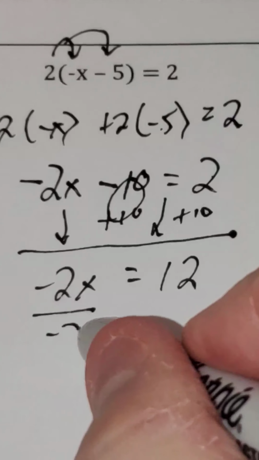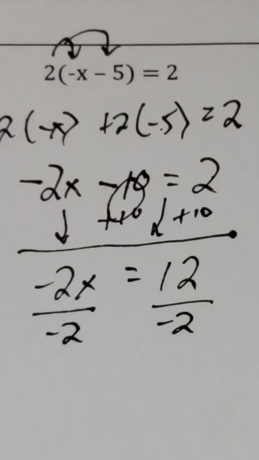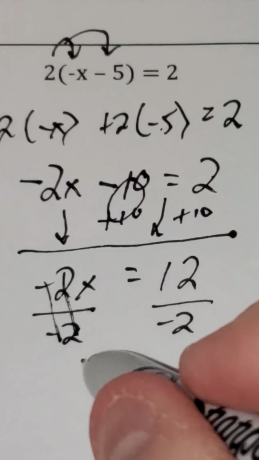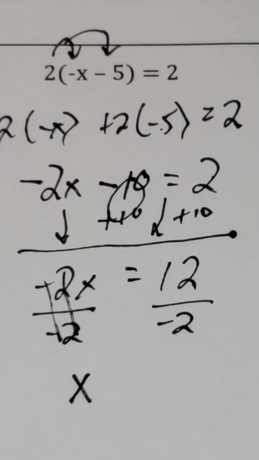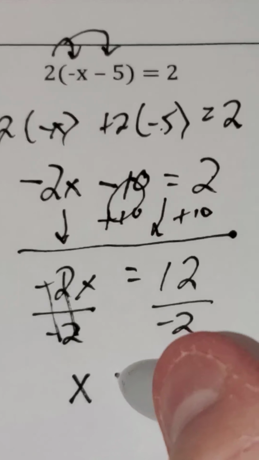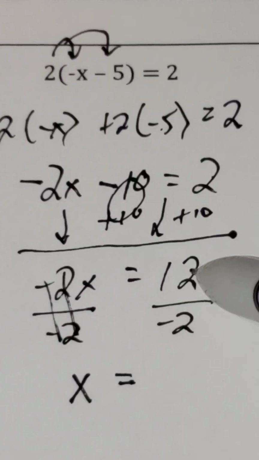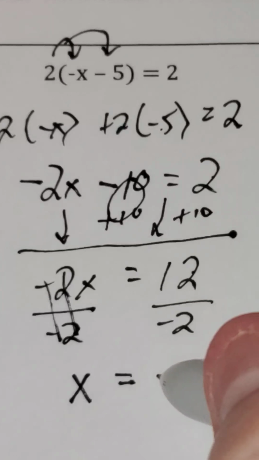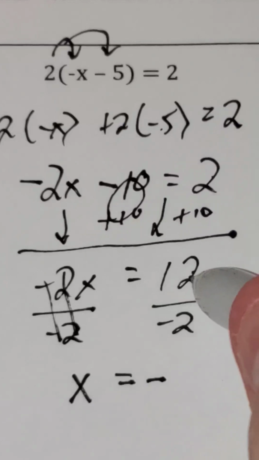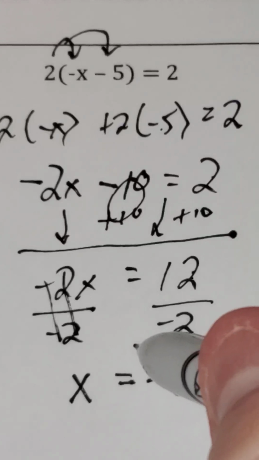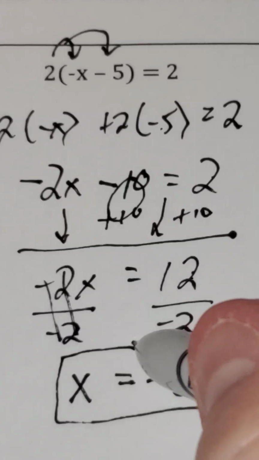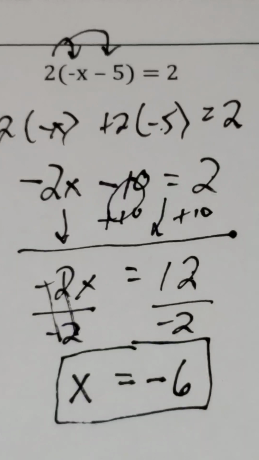Now, this is multiplication. So to undo the multiplication, I will divide both sides by negative 2. Negative 2 divided by negative 2 is positive 1, and that'll be positive 1x equals. Now, a positive divided by a negative gives us a negative. 12 divided by 2 is 6. And there's our final answer. Again, you can put that back in up top to check it out if you so desire.